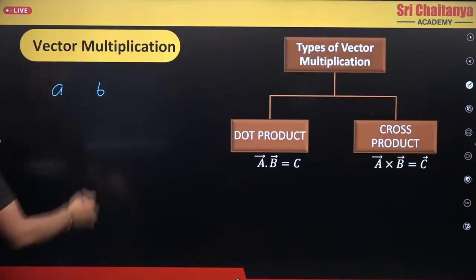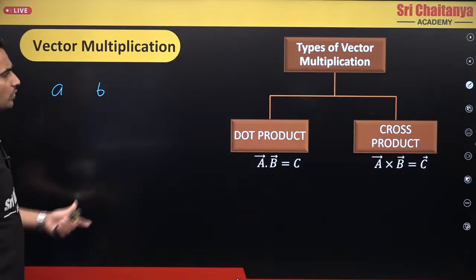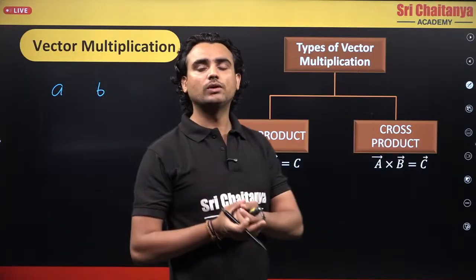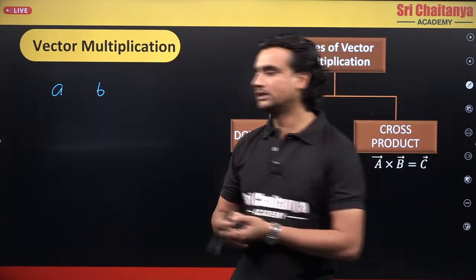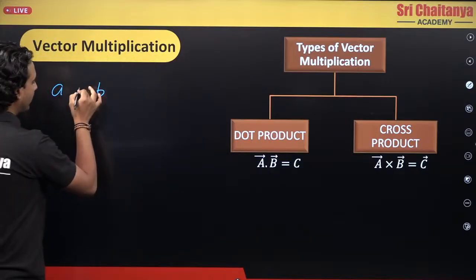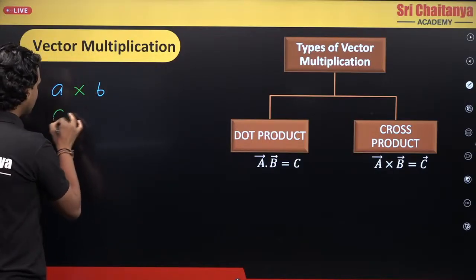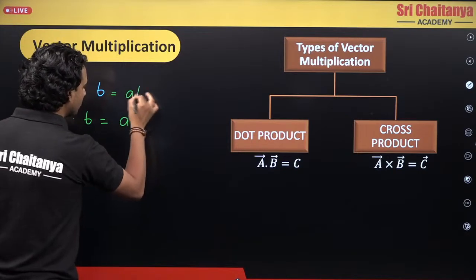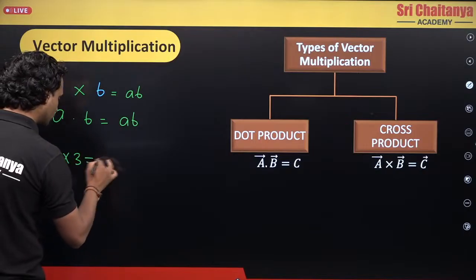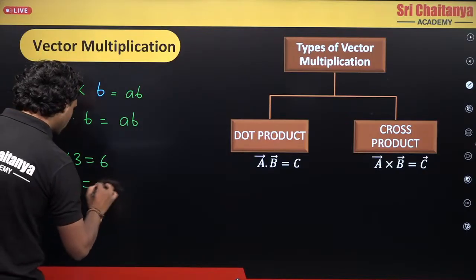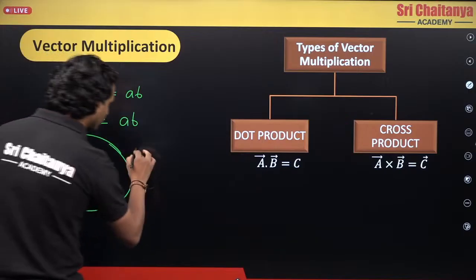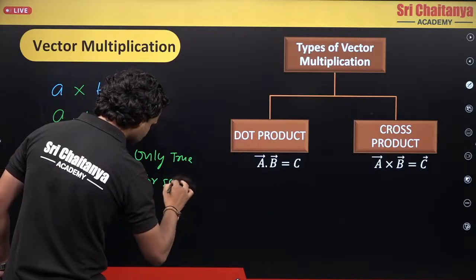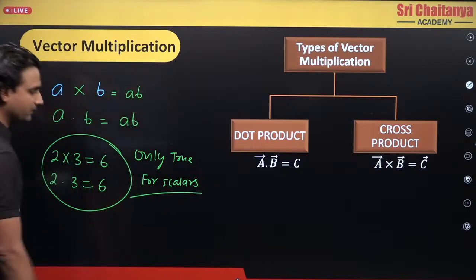Next, we are talking about vector multiplication. There are two types of vector multiplication. In normal maths, if I want to multiply two numbers A and B, I will say A into B, or A B, and they both mean the same thing. For example, 2 into 3 is 6, and 2 3 is also 6. This is only true for scalars, when we have scalar quantities.